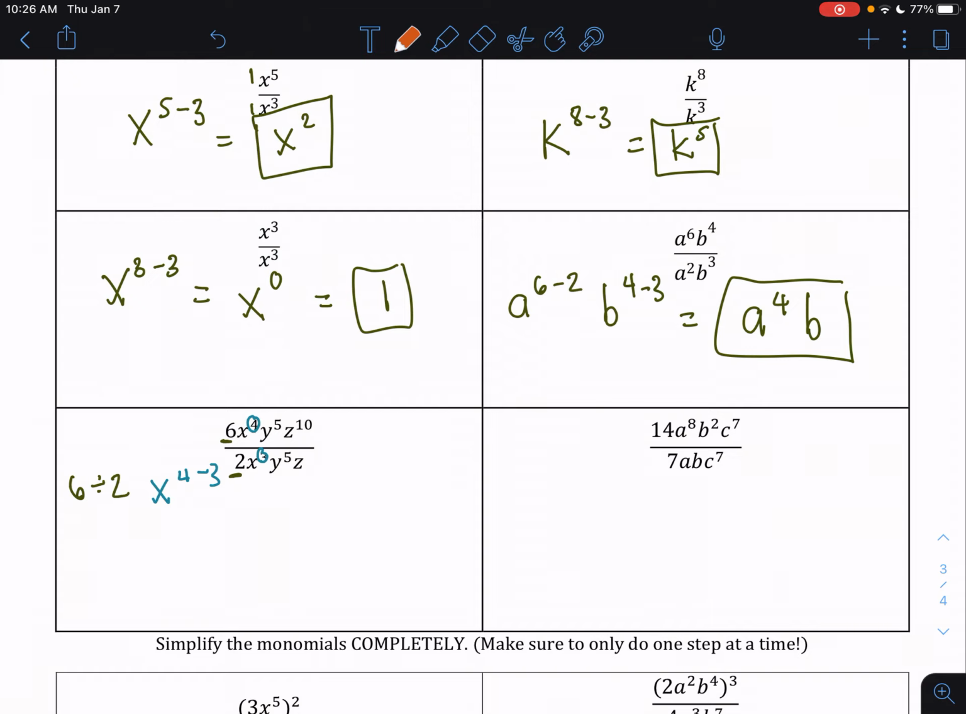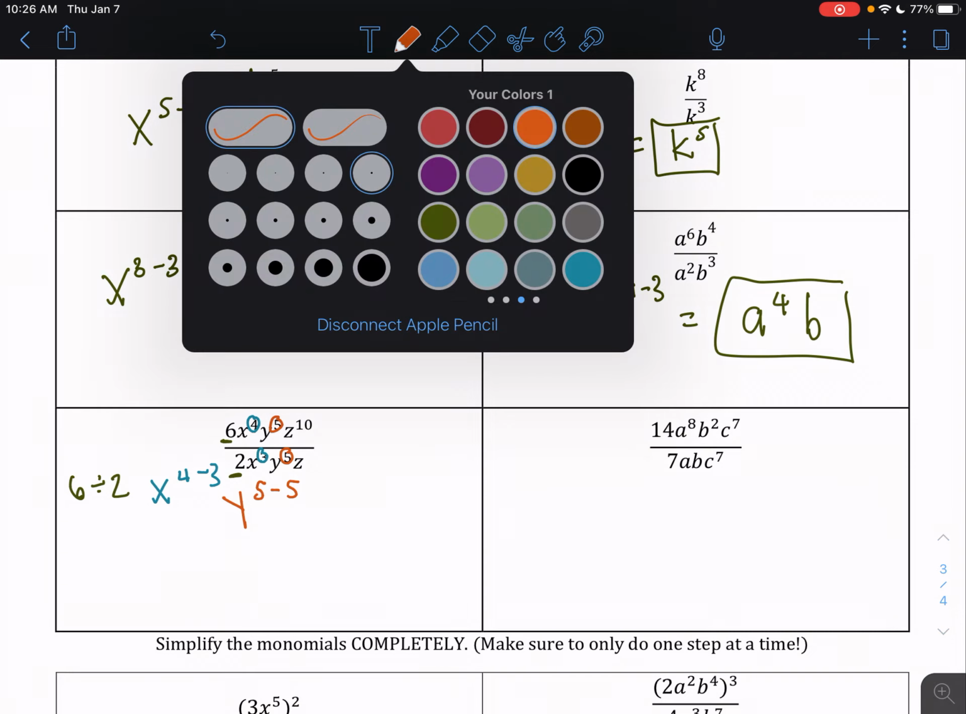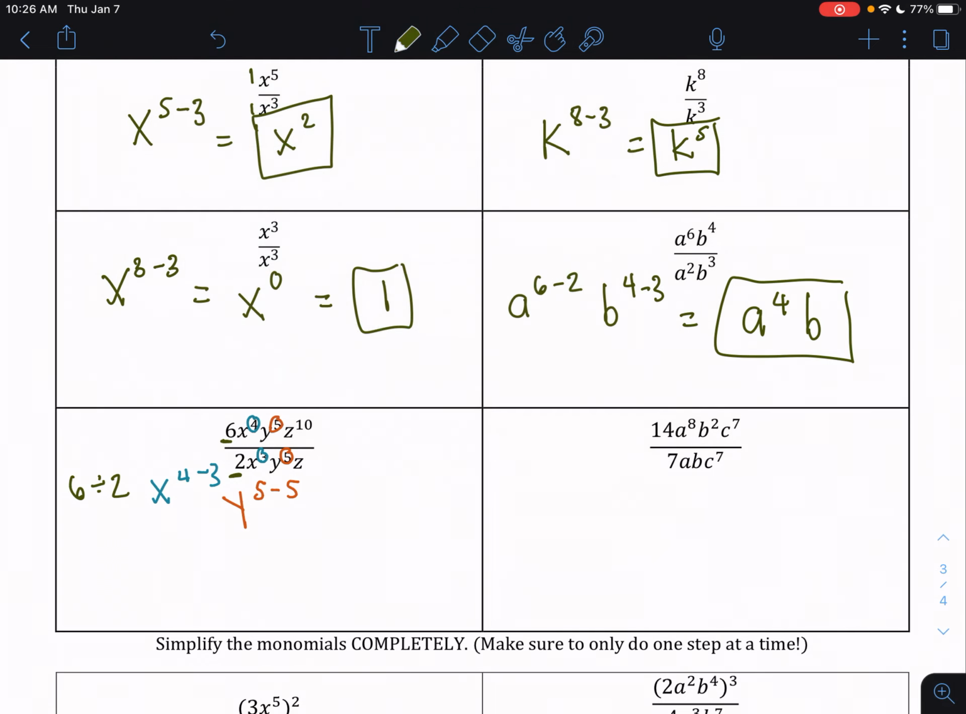All right, and then we have y's, right? Y to the 5th and y to the 5th. Y to the 5 minus 5. Again, after some practice, I'm sure you could do some of these in your head, but it's important to write out these steps so we don't miss anything. And then we have z, and we have 10, and we have that invisible 1 there. Z to the 10 minus 1. Don't forget about those invisible ones. Those can be easy to forget.